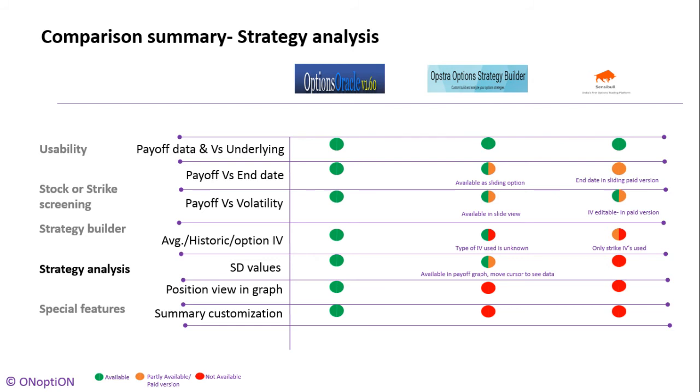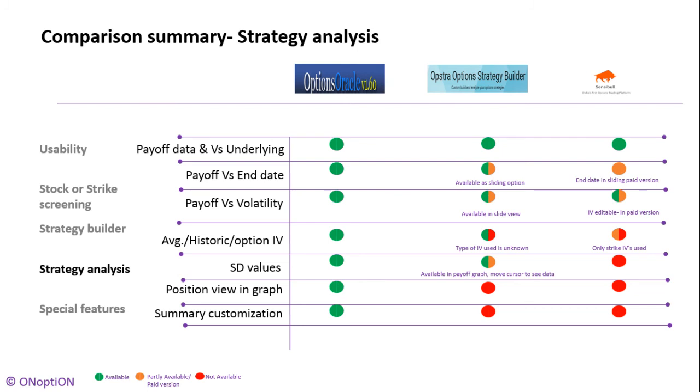Standard deviation values, the first standard deviation and second standard deviation values, are directly visible in the graph view in OptionsOracle. But Opstra and Sensibull don't offer that. Opstra has it, but you have to move your cursor to see the data.